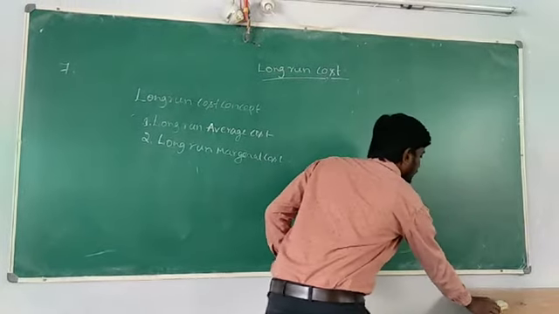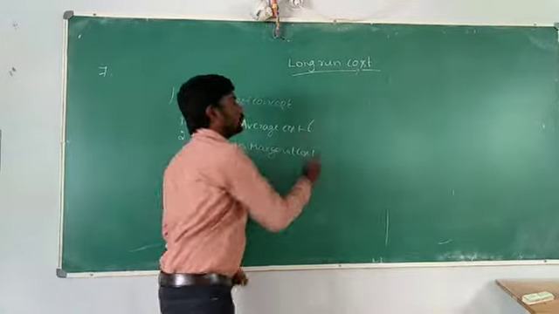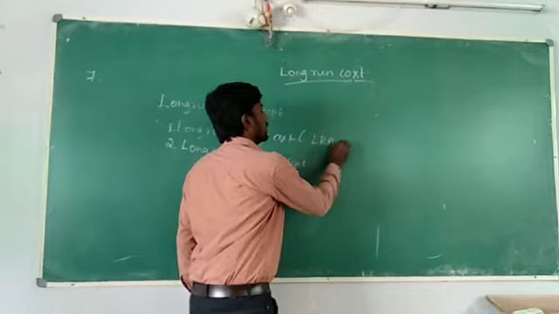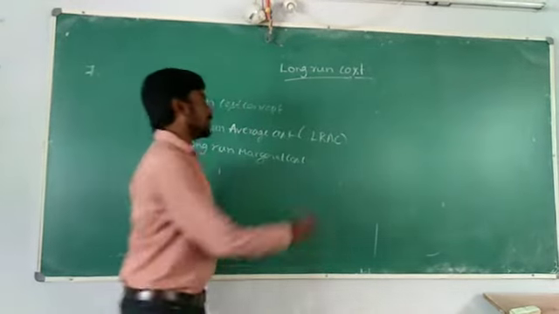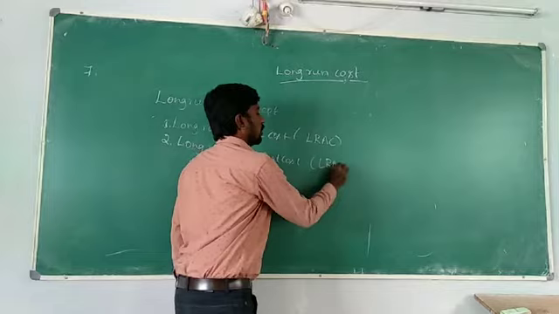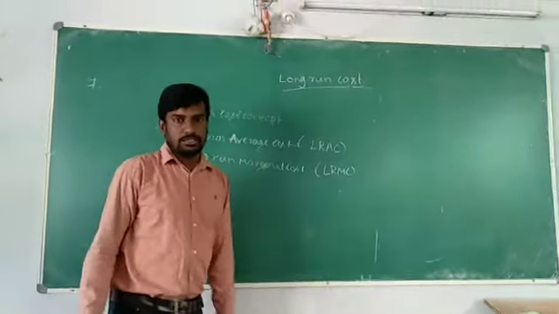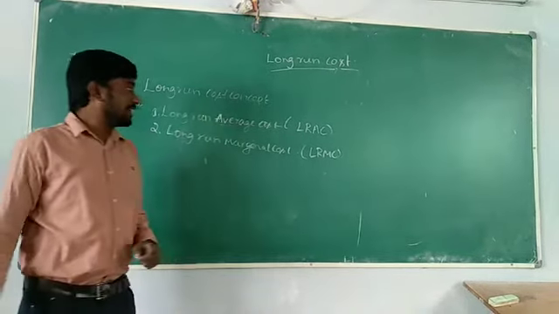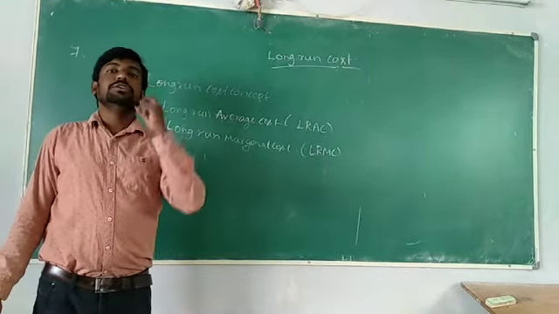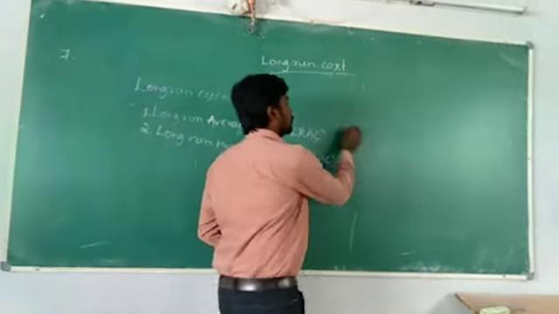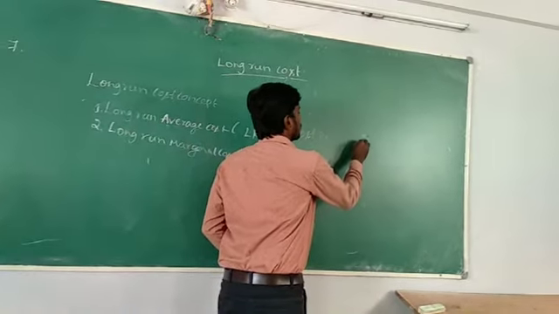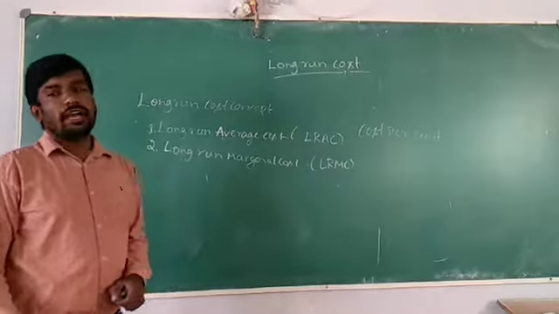So now we have to see the meaning of a long run average cost, and usually we write these in the short forms. LRAC represents the long run average cost. LRMC represents the long run marginal cost. Now we have to see the meaning of it. So what is that? When we are taking average, it shows the per unit. So cost per unit is called as a long run average cost.